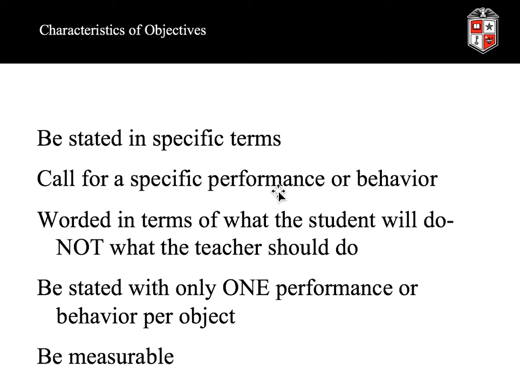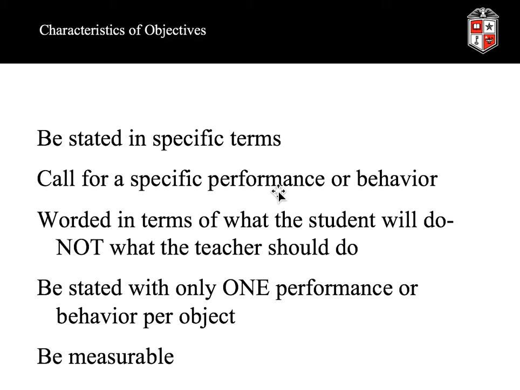All right, so their objectives should be stated in specific terms. They should call for specific performance behavior, so it should be very clear about what is expected, and then worded in terms of what the student will do, not what the teacher should do. So, what will the student do? All right, so be stated with only one performance or behavior per objective. All right, you don't want to put multiple performances in. Stick to one overarching performance that you want for that lesson.